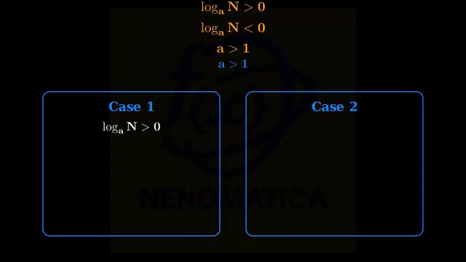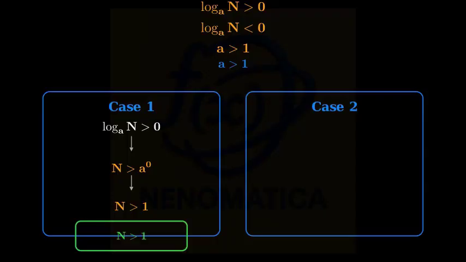First, write the inequality exactly: log base a of n greater than 0. Next, convert to exponential form. Because a is greater than 1, the inequality direction stays the same, giving n greater than a to the 0. Finally, use the zero exponent property, a to the 0 equals 1, so n is greater than 1.